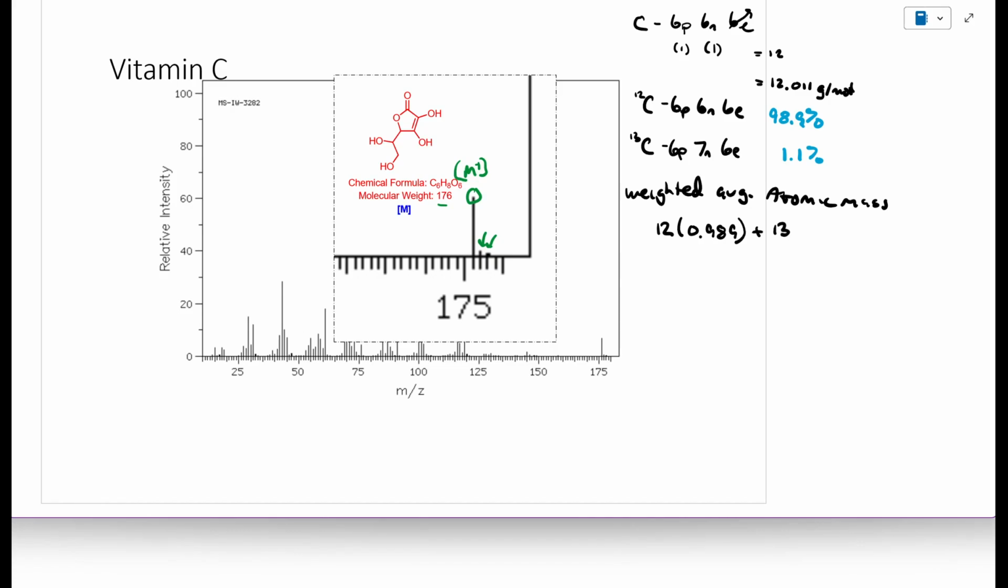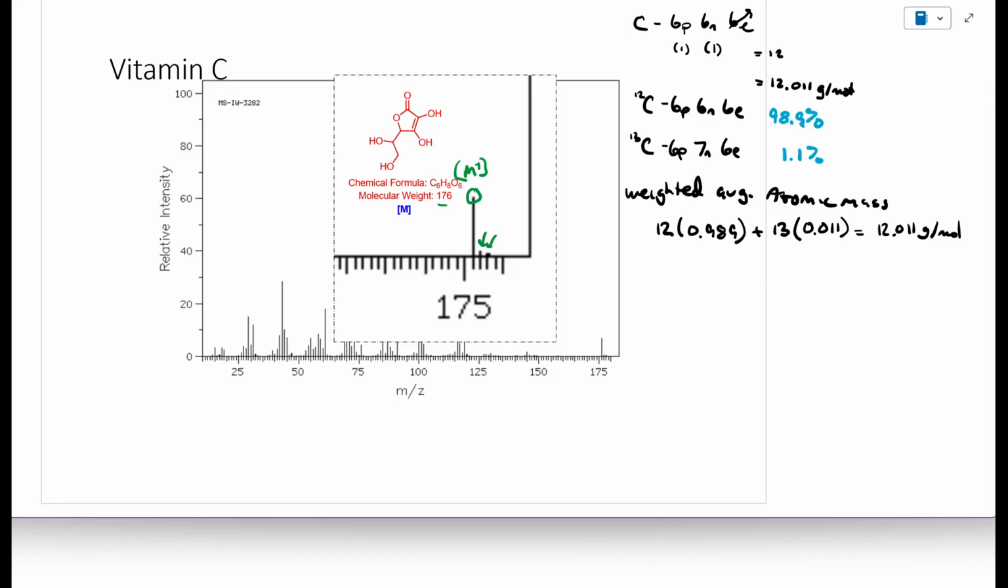plus the mass of the other isotope, 13, and its natural abundance. So 1.1% would be 0.011. And we add those together, and if you put that in your calculator, you get 12.011 grams per mole. So that's where we get 12.011 grams per mole on the periodic table. It's the weighted average of the different isotopes based on each isotope's weight and its natural abundance in the universe. If you were to take a random scoop of carbon in the universe, 98.9% of them would be carbon-12, 1.1% of them would be carbon-13. In bulk, then, we can say that the weighted average atomic mass of carbon is 12.011 grams per mole.